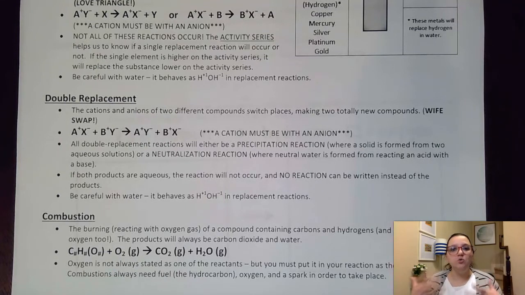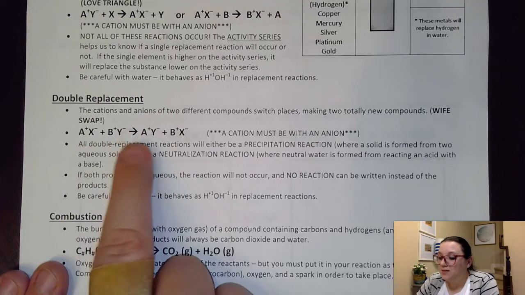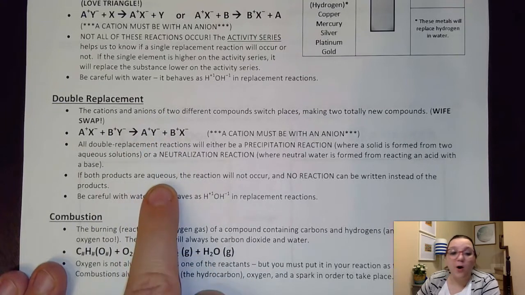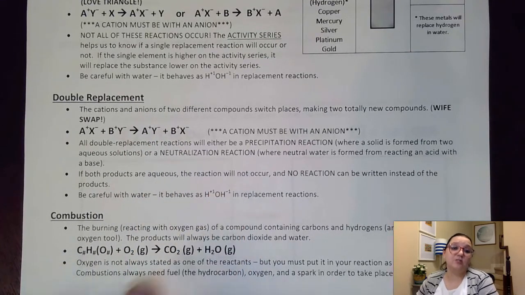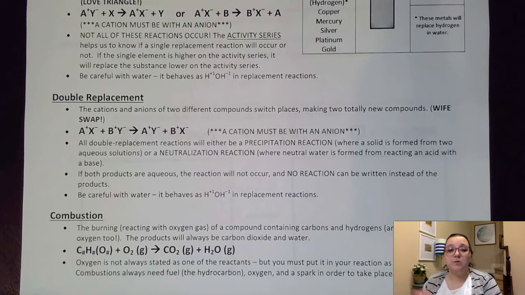Without having that new substance being made, we would not have a reaction that occurs. So if we started off with two reactants that were both aqueous solutions, and we ended up with two products that were also both aqueous solutions, the reaction would actually not occur. And we'll talk more about that next time when we write something called net ionic equations, which you might remember a little bit about from pre-AP chemistry. It does say, again, be careful with water. As we mentioned earlier, it does behave as HOH in replacement reactions, especially when you're doing one of those acid-base neutralization reactions. That's the big time that we see water being formed there.